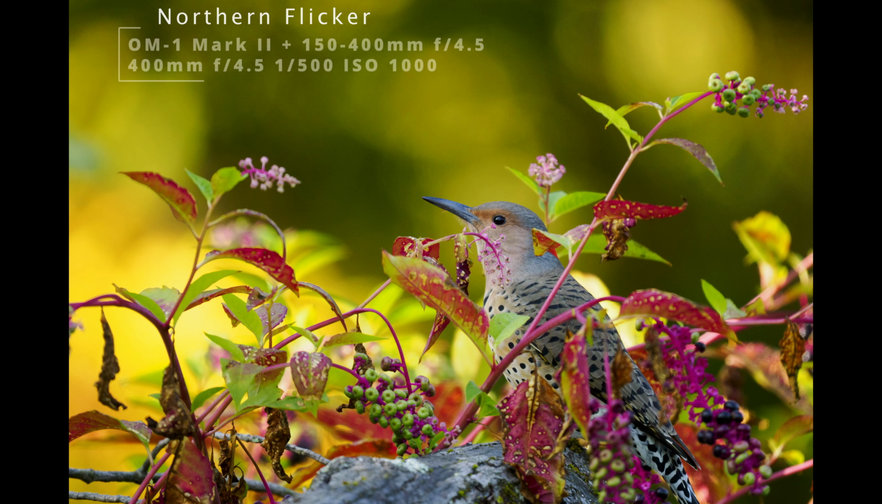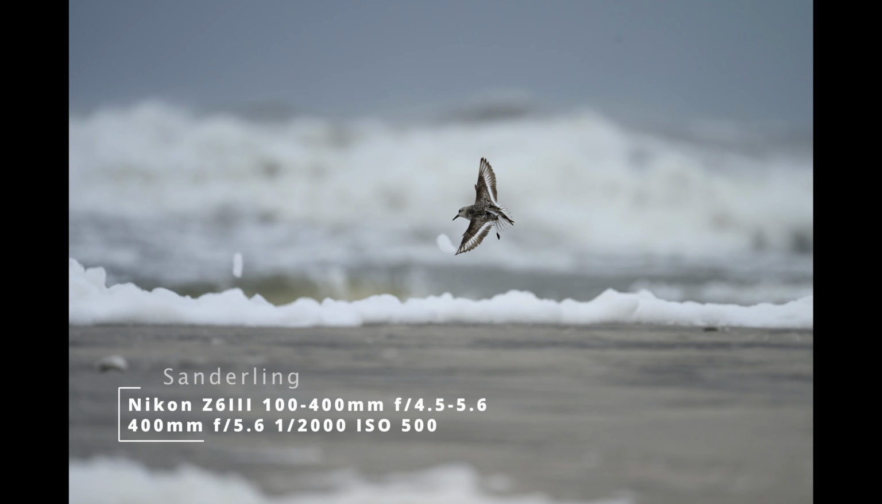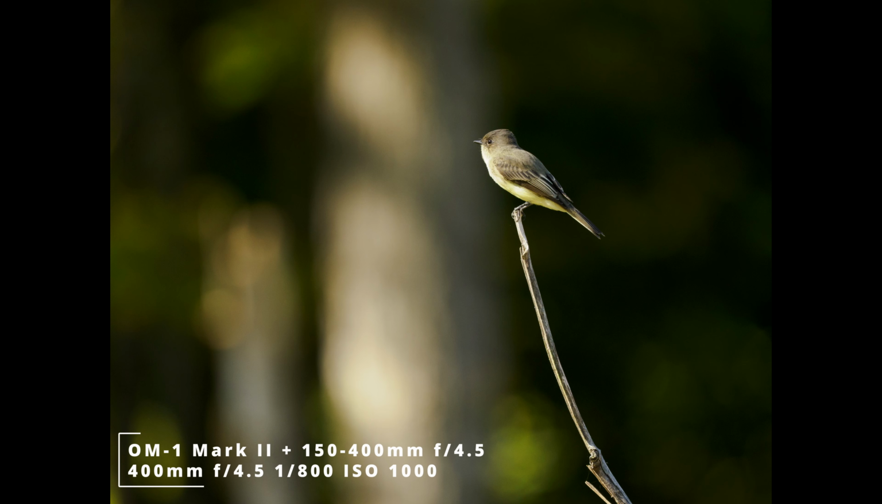If the subject is moving, move up to 1/1000th of a second. And if you're trying to photograph a bird in flight, go up to 1/2000th of a second or higher to be able to freeze that motion. Now remember, these are just places to start, just benchmarks to think about if you don't know where to start for your shutter speed. But they give you a really good starting point where you can then increase or decrease your shutter speed based on the situation.